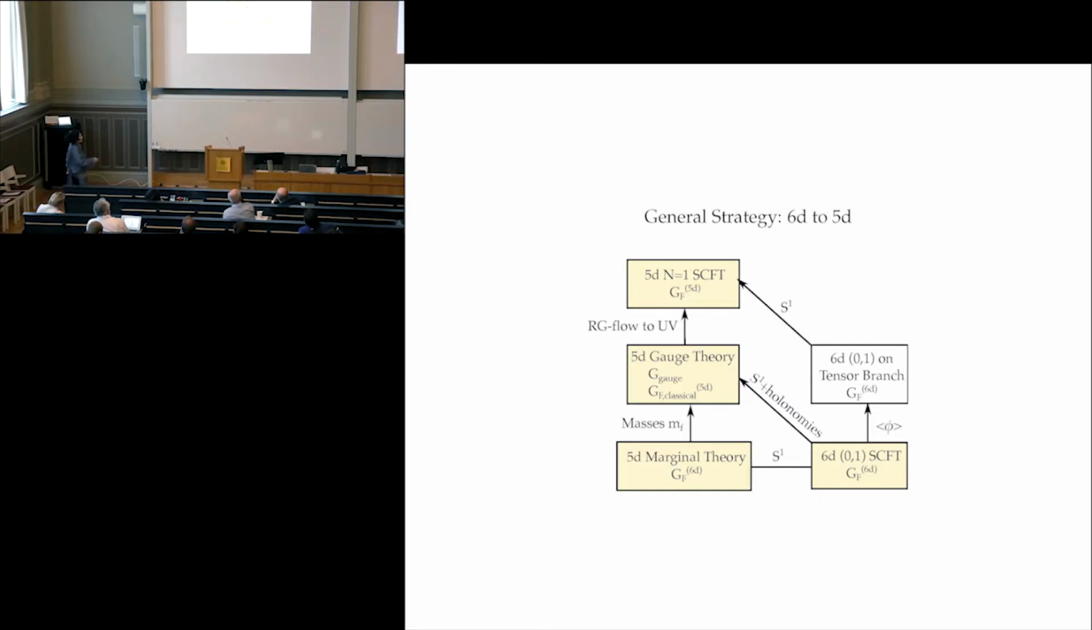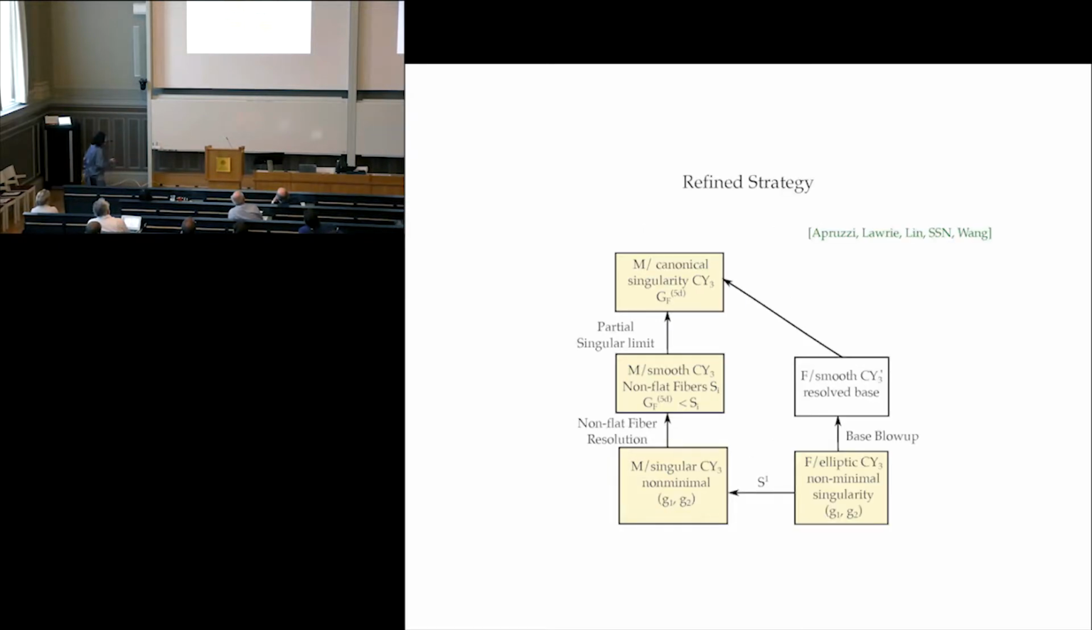and then we let that theory flow, and that gives the UV fixed point. Alternatively, you could also start with the 6d theory, go onto the tensor branch of that theory, and then put that on a circle. So what we'll follow is actually more the field theory analog of this, but put into a geometric framework.